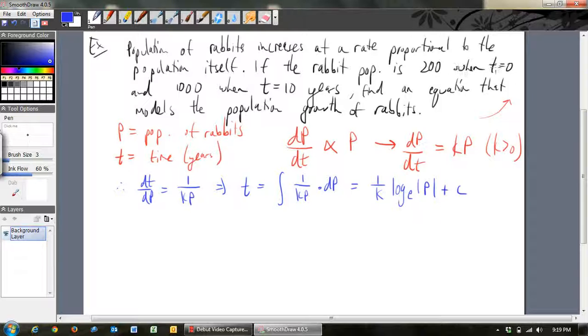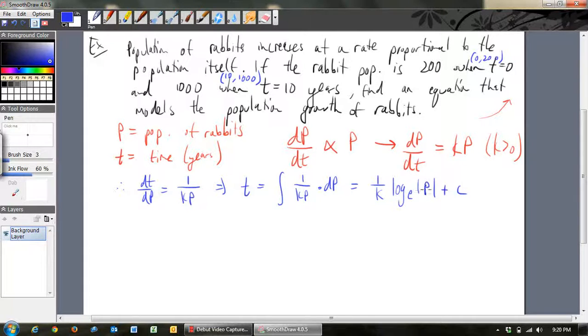So the two conditions we get here: when time is equal to 0, the population is 200, so that'll be (0, 200). And 1000 when time is equal to 10. So when time is equal to 10, we've got 1000. So they're the two. Do you think it would be more helpful to substitute those in now or later?